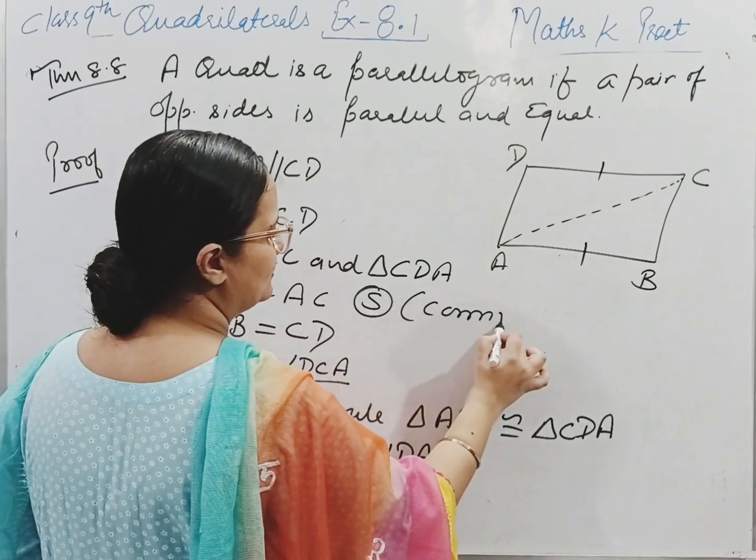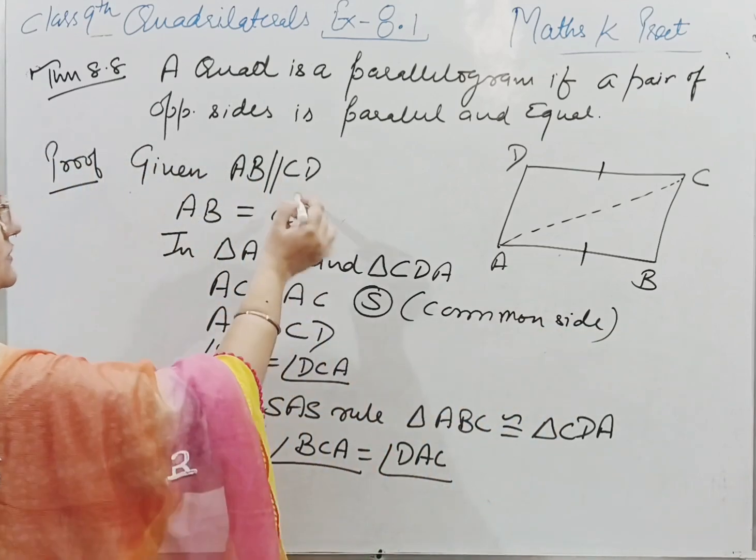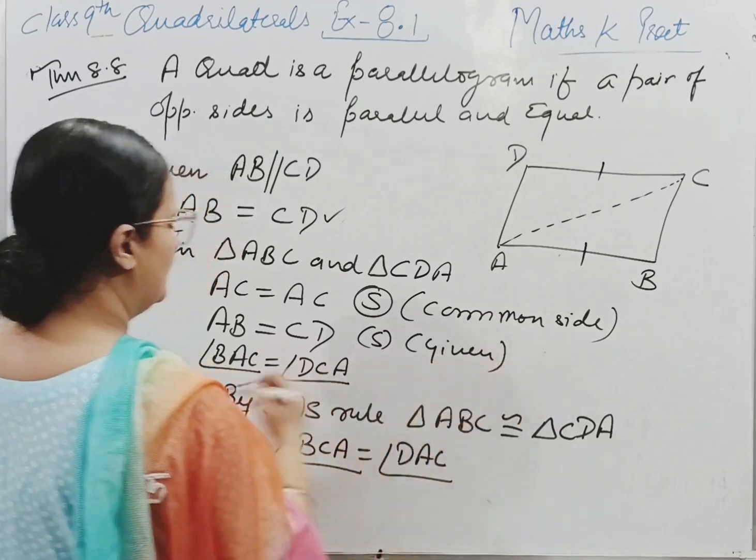Why? Because this is a common side in both the triangles. AB is equal to CD, is given to us. This is again a side, this is given equal to us.